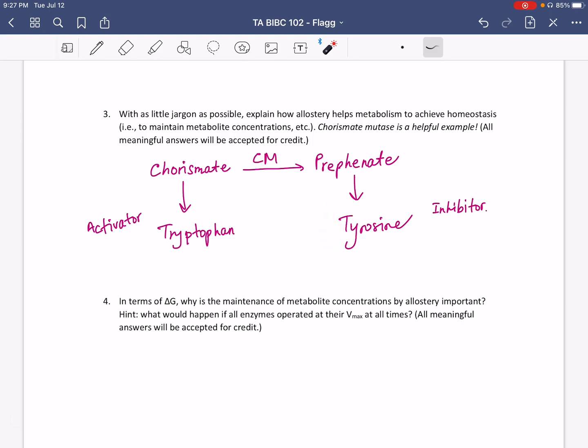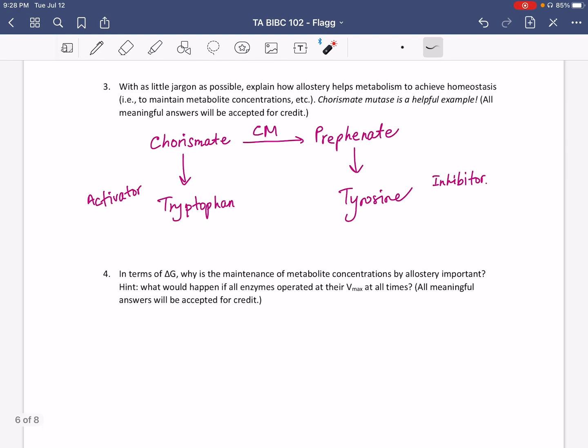So this whole activator-inhibitor system of allosterically affecting chorismate mutase becomes a way to balance out the concentrations of tryptophan and tyrosine within this cell or within this pathway. So this is how we reach regulation, or in other terms, homeostasis. So this is the type of meaningful answer, or if you have anything else to add, please go ahead. This is not the one and correct answer. This is just how I thought about it.